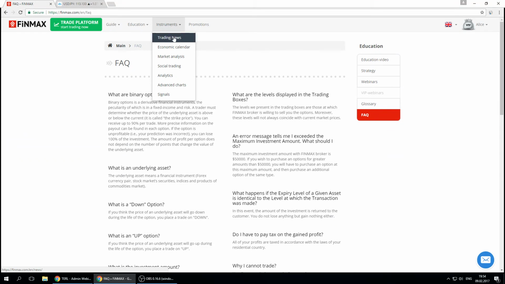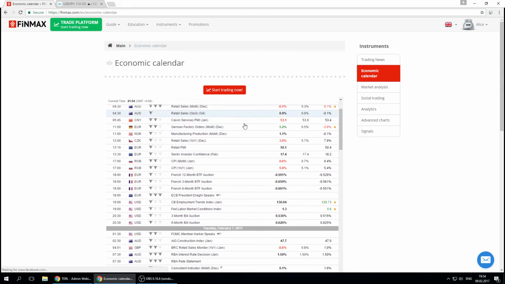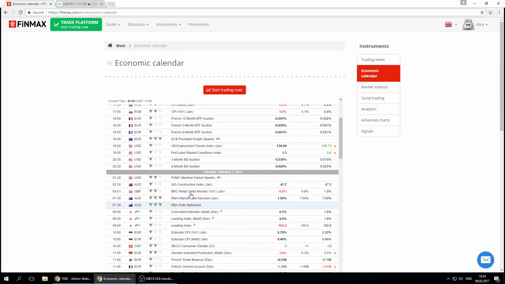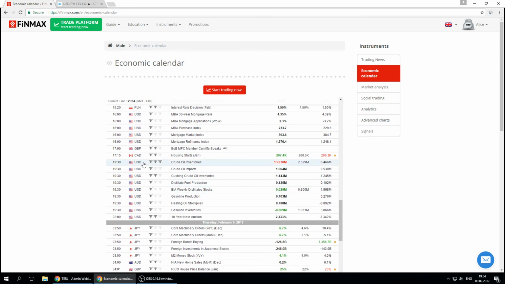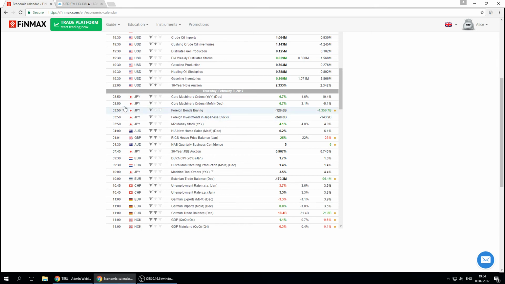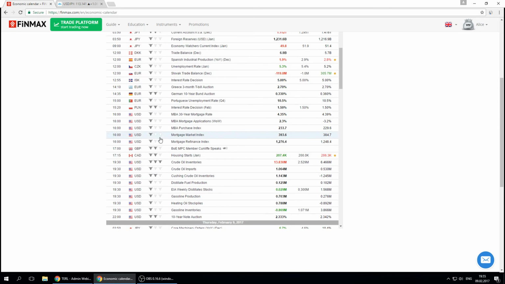Instruments, trading news, recent news on the market, economic calendar. Let's pay attention to it because that's pretty important. The economic calendar tells you what news, what events in the market we're going to have soon or we had in the past. It's pretty easy to use because here you see the time when the news is going to come up, the currency that it deals with, and the volatility of this event. One bull's hat, two bull's hats, and three. Three is the most important. By the way, that is the crude oil inventory event that I traded yesterday.